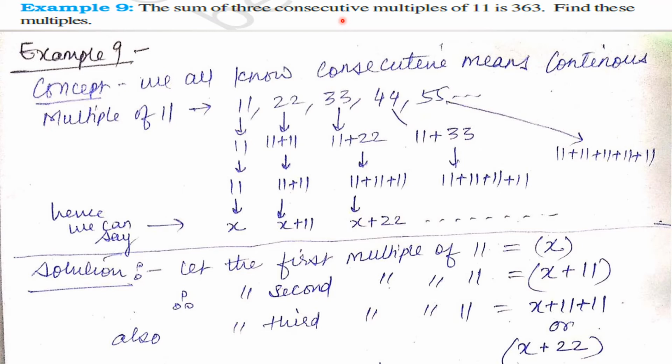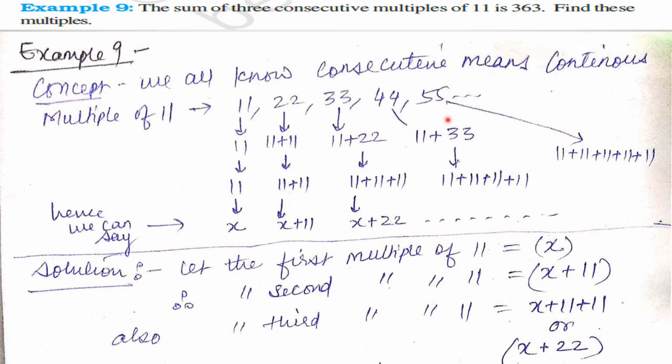So they are consecutive. Now, question is consecutive multiples of 11. Let us understand what it means. So I've written over here. We all know consecutive means continuous. Now, multiples of 11 are 11, first multiple, second 22, 33, 44, 55. We all know 11 twos are 22, 11 threes are 33, 11 fours are 44, 11 fives are 55. So they all are consecutive multiples of 11.